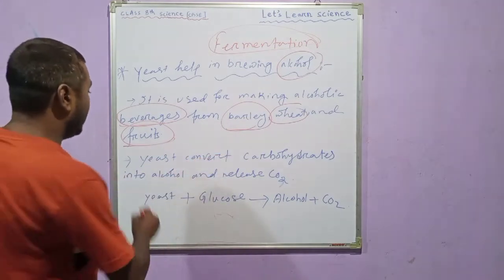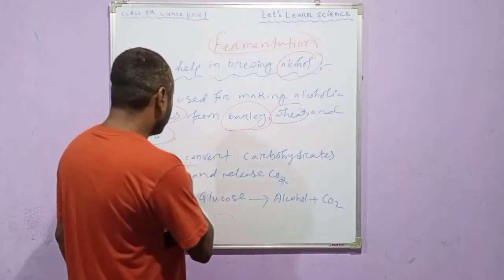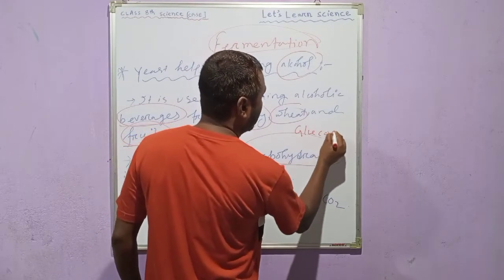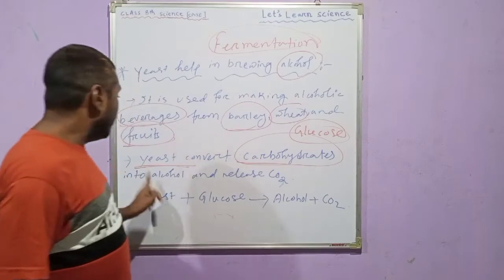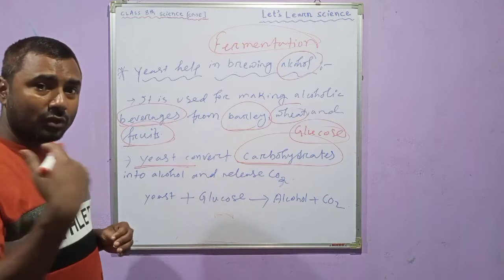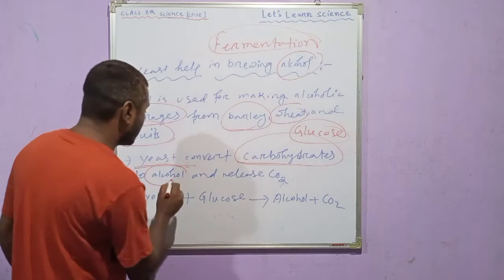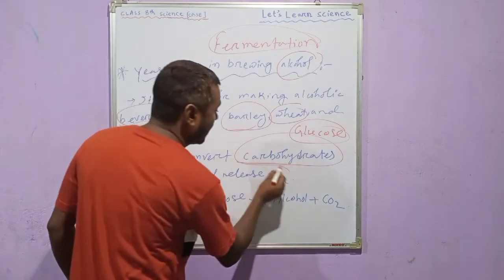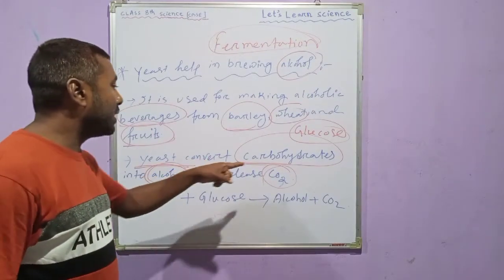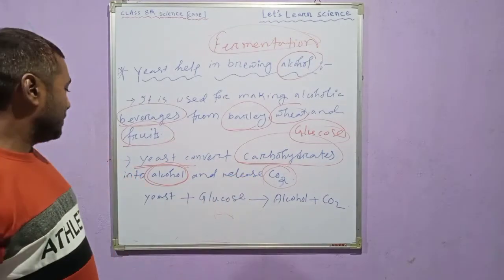Yeast converts carbohydrates, and how? Yeast, which is a type of microorganism, converts the carbohydrates or glucose into alcohol and releases what gas? Carbon dioxide gas. In the process of fermentation, yeast converts the carbohydrate into alcohol and releases carbon dioxide gas.